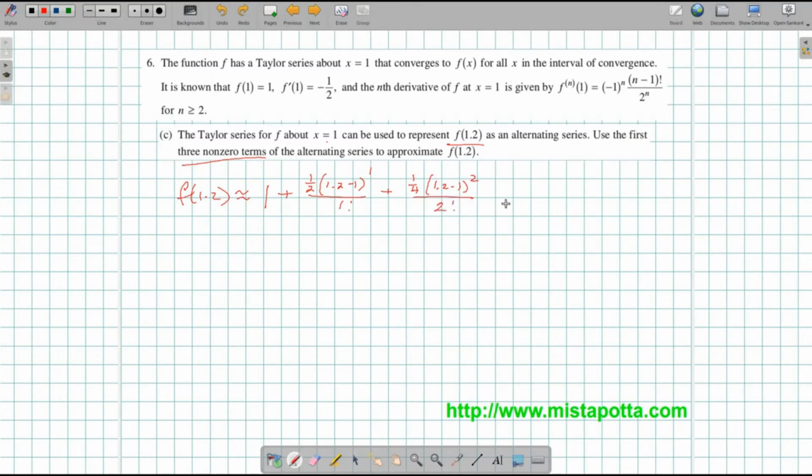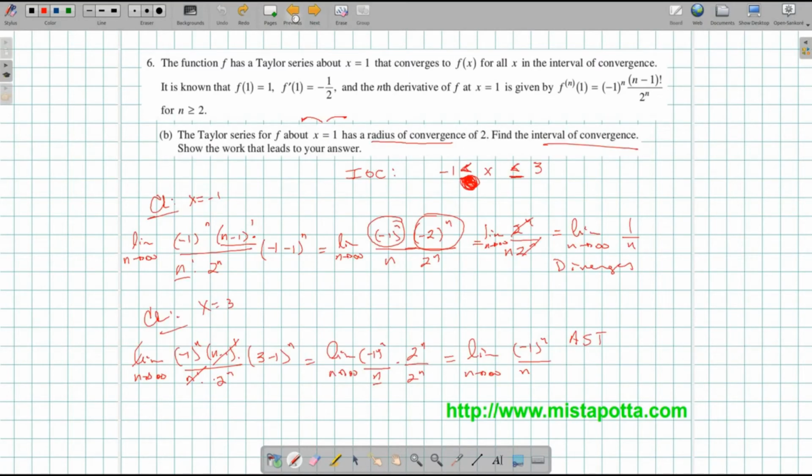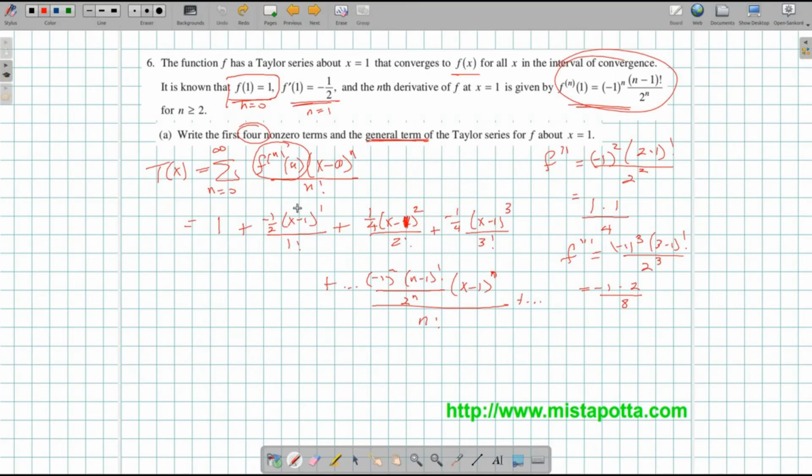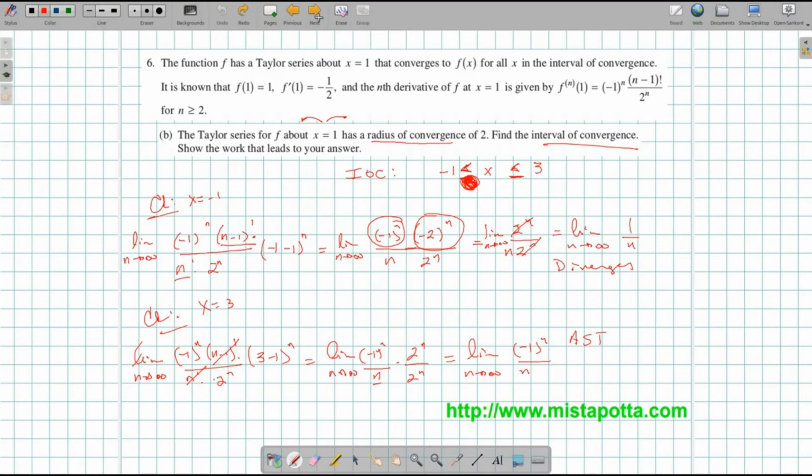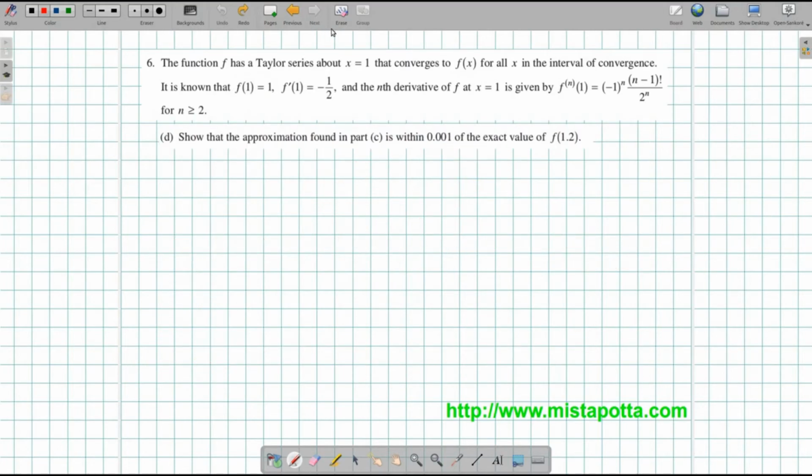And of course, I can leave my answer just like this. I don't have to simplify this. That's beautiful. All I've done is I've just substituted 1.2 into the answer that we got on part A. So all I've done is I've substituted here and here. And I only needed the first 3 terms. And the reason you'll see is going to be explained on part D. Part D says show that the approximation found in part C is within 0.001 of the exact value of f of 1.2.